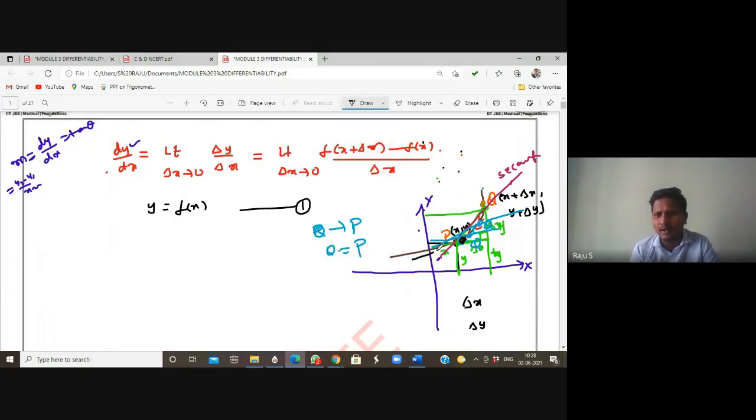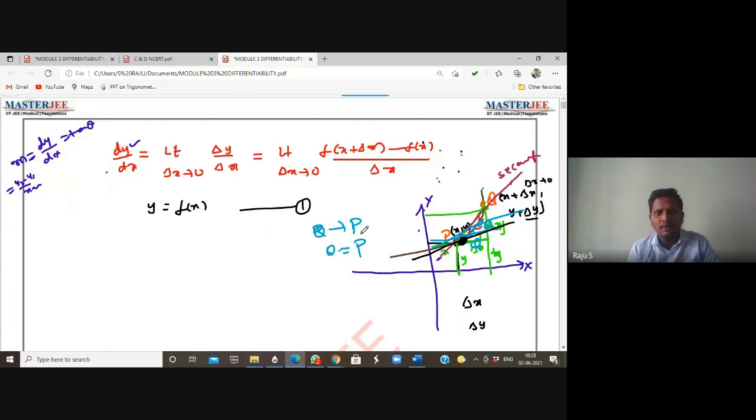At one point, we are going to get a tangent. Tangent is nothing but what? Delta x tends to 0. When delta x value tends to 0, delta y value becomes 0. So x plus 0, y plus 0, then Q becomes P. Then we get the tangent. Tangent having slope. Slope is dy by dx. Okay. So see here, y is equal to f of x. Right?